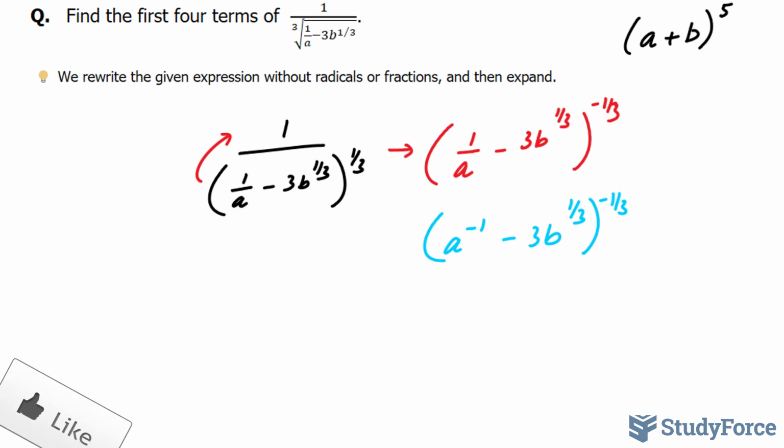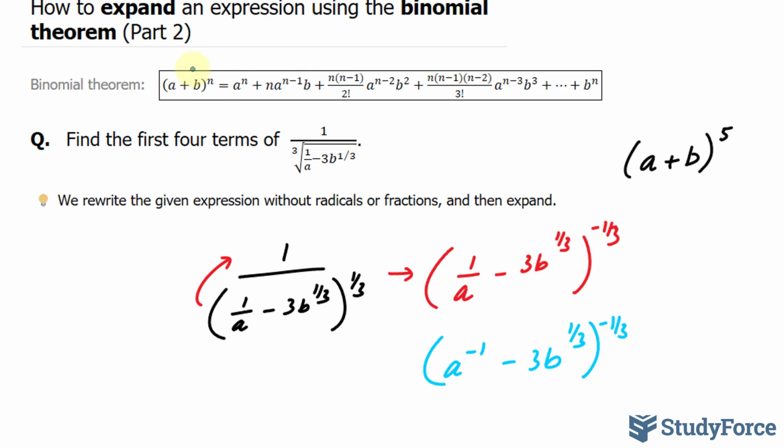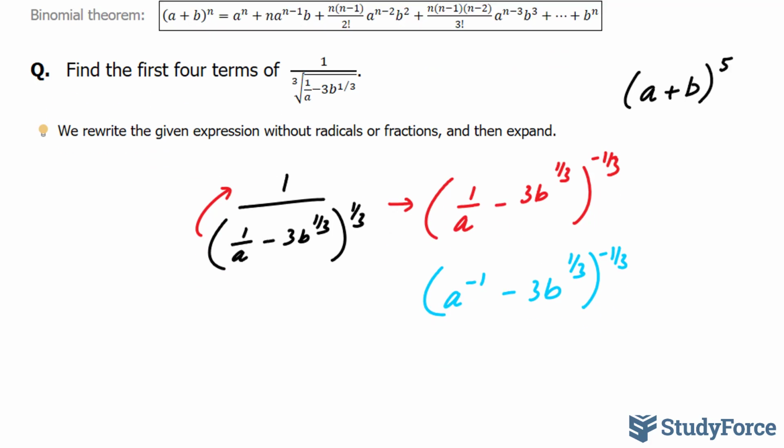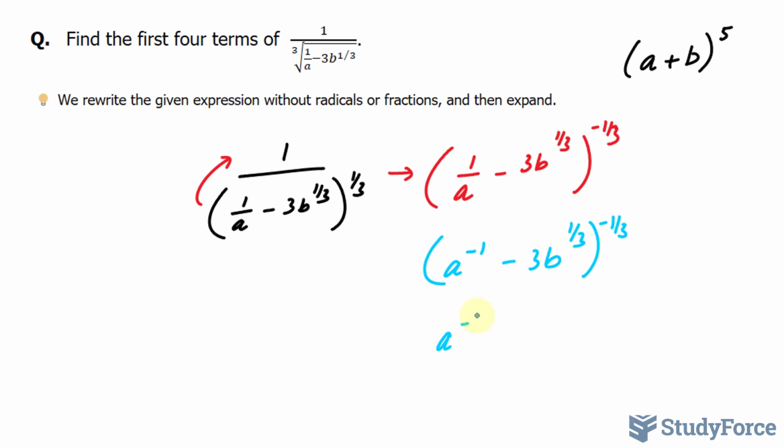What we'll do next is split this negative so that it's plus minus. So instead of having a negative, you have a plus minus, which means the same thing. Plus times minus is still minus. We're doing that for the sake of making it look like this, where we have a plus in between the two terms: a to the power of negative 1 plus negative 3b to the power of 1 over 3, all powered to negative 1 over 3.